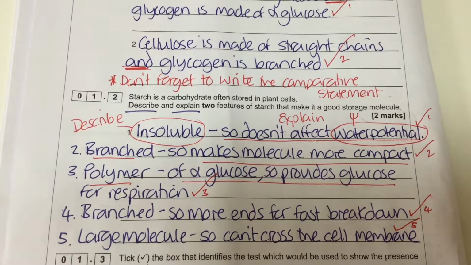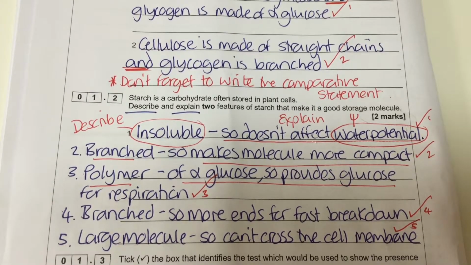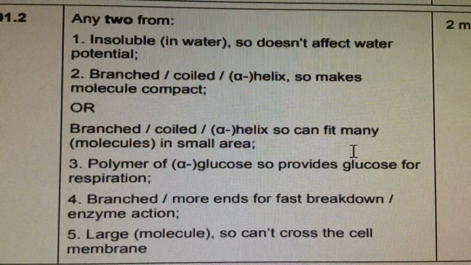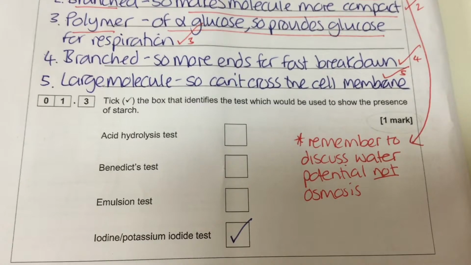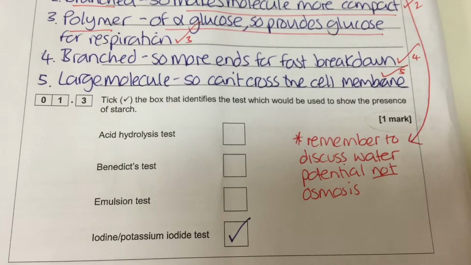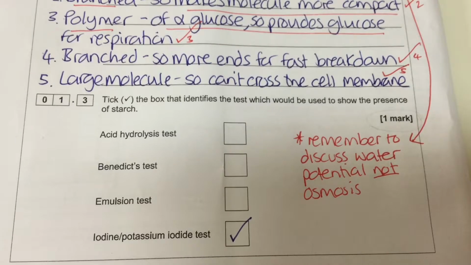Where students lost most of their marks here was they didn't explain. They might have described it as insoluble or branched or a polymer, but they didn't explain how that helps it become a good storage molecule. Moving on to the next question, it says tick the box that identifies the test that would be used to show the presence of starch. Well, this goes back to year 7, and of course we know it's iodine solution.